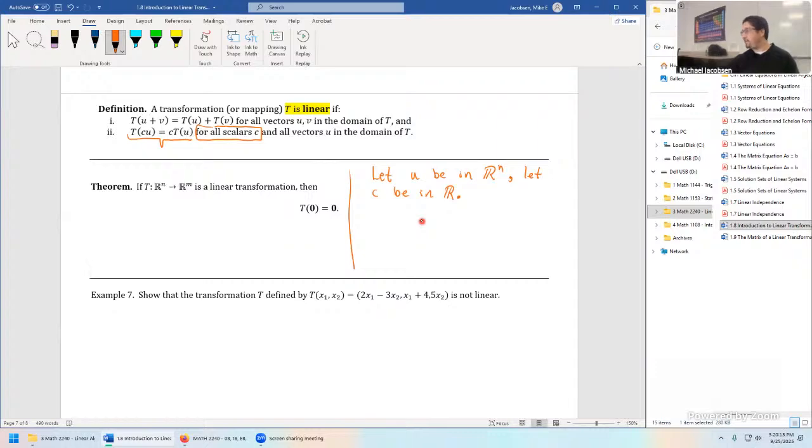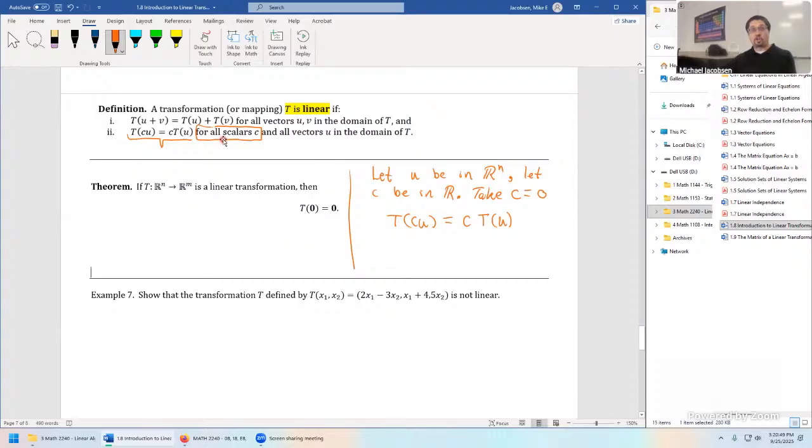And you know what, let's be specific. Let c be in R. Take c equals 0. This works for all scalar c, and for this particular theorem, I want the 0 scalar, so c is 0 on this. On one hand, we know that T at c times u is equal to c times T at u. That's just because we're told the transformation is linear, so we just literally copied part 2 of the definition.